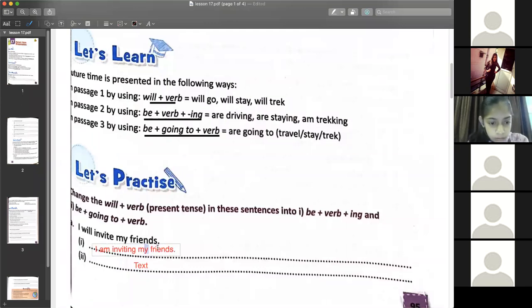We will not use will, bache. See the formation. And next, what will be next, Pragya? I will be inviting my friends. No, bache, again will. I am going to invite my friends. Please see the formation. See the question. You have to use be plus verb plus ing and be plus going to plus verb. So I, be form is am inviting, I am going to invite.